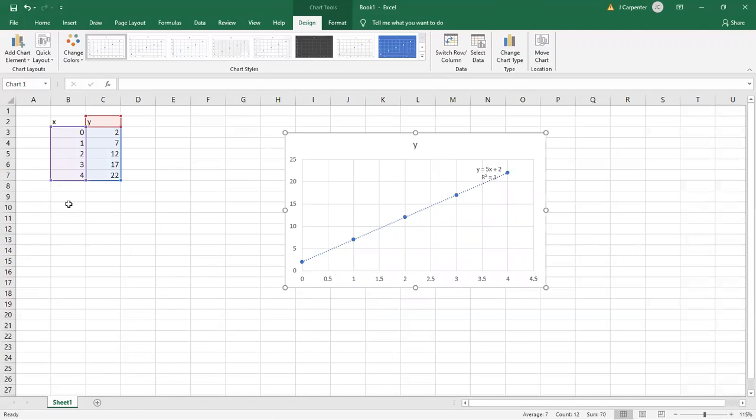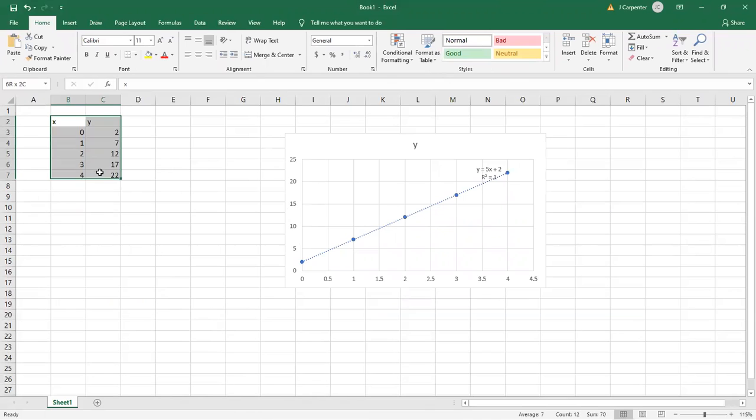I'm going to copy, paste. I'm going to make another one of these, but I'm going to make the Y values not fit this perfectly, where as X goes up 1, Y goes up 5. Let's make this a 6. Let's make this a 13. Let's make this a 19. And then let's keep that at 22.